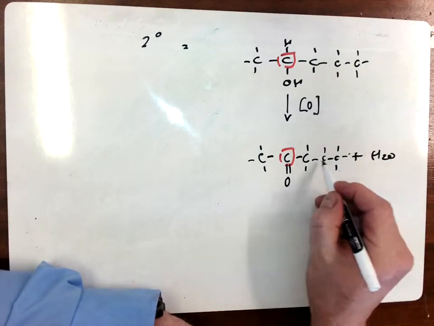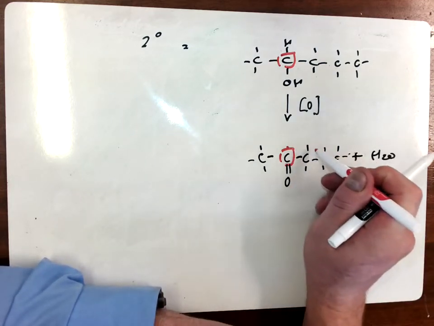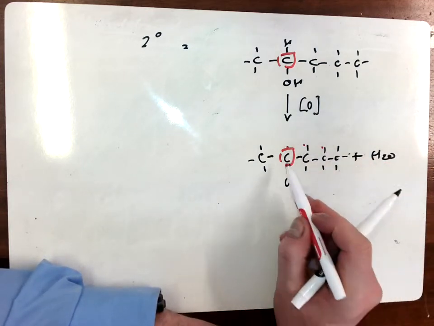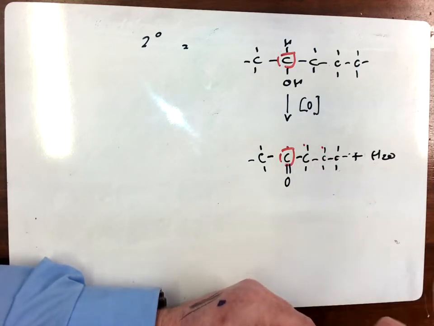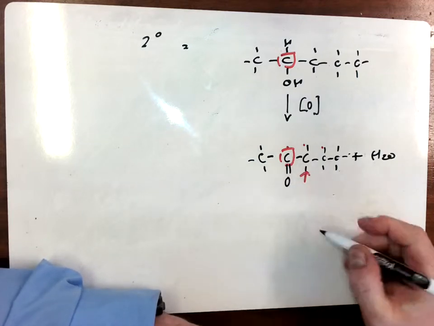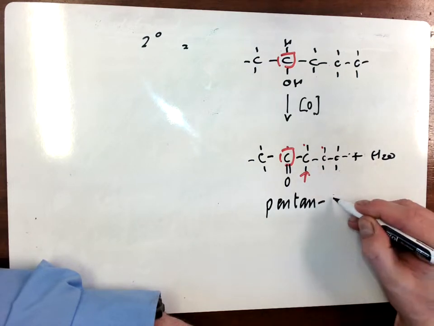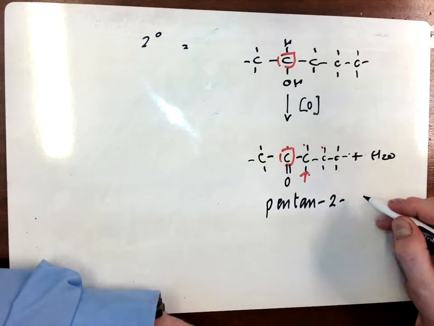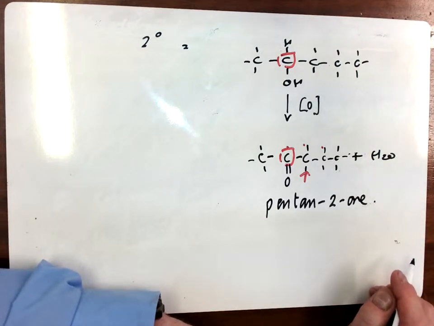So it would only be once I get into pents. Okay, so 5 carbons in the chain. The functional group could be here, or it could be here, or it could be here. If it's here or here, it's going to be pentan-2-one, but if it was here, it could be pentan-3-one. So in this case, it's pentan-2-one.